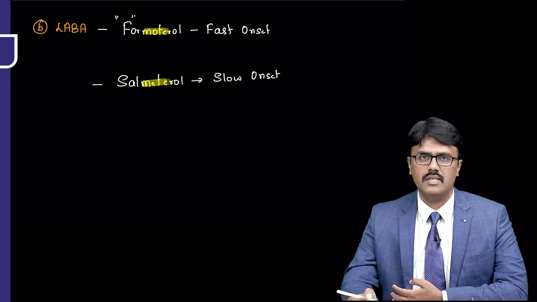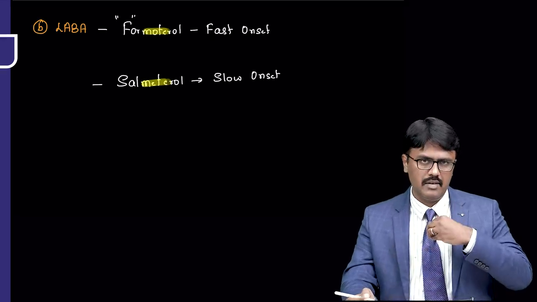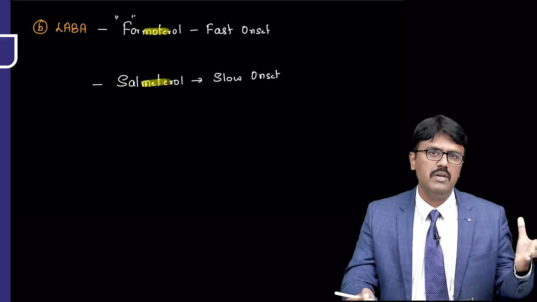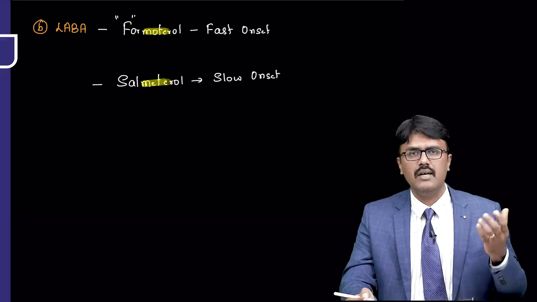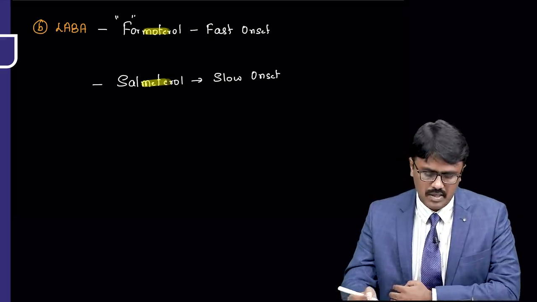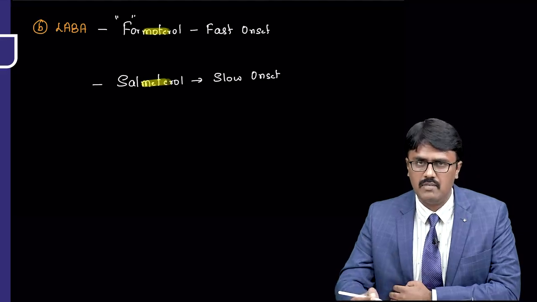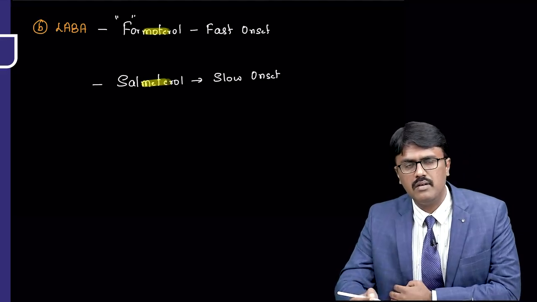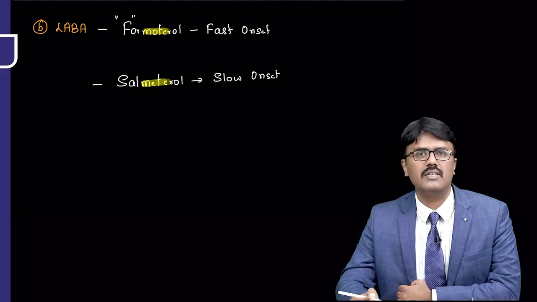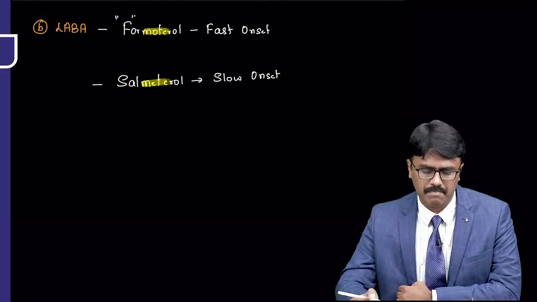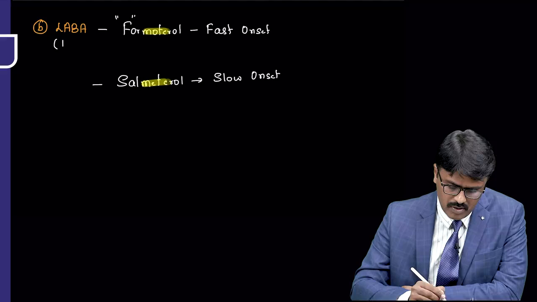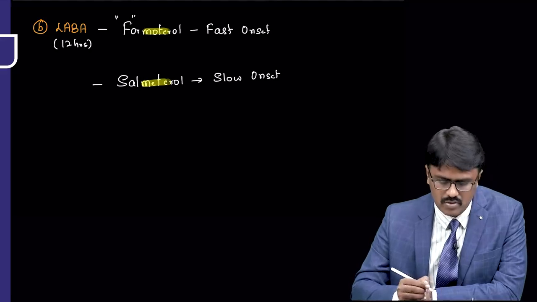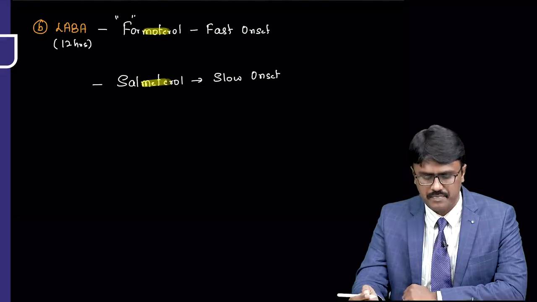What do you mean by onset? Onset means when I take a drug, after how many hours or how many minutes or how many seconds the drug starts working. That is called onset of action. Suppose there is an attack of asthma, which one is better, formoterol or salmeterol? Obviously formoterol, because it has fast onset of action. But remember, these drugs, they can work for 12 hours. So you have to give 2 times in a day.